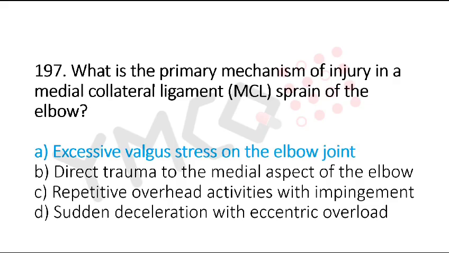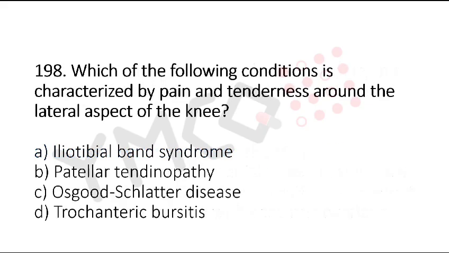Now let's move to question number 198. Which of the following conditions is characterized by pain and tenderness around the lateral aspect of the knee? Option A, iliotibial band syndrome. Option B, patellar tendinopathy. Option C, Osgood-Schlatter's disease. Option D, trochanteric bursitis. And the answer is option A, iliotibial band syndrome.